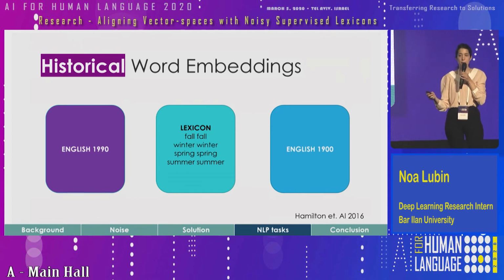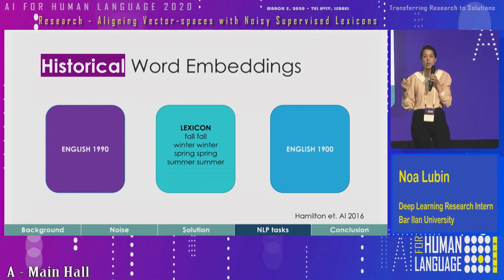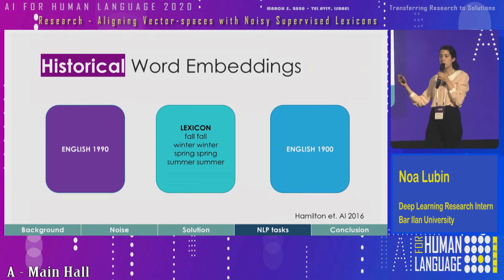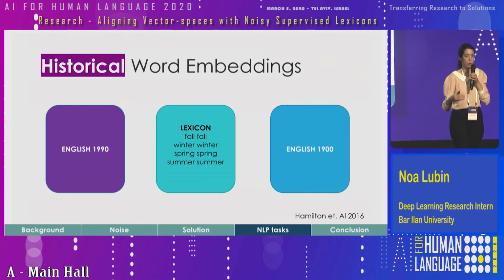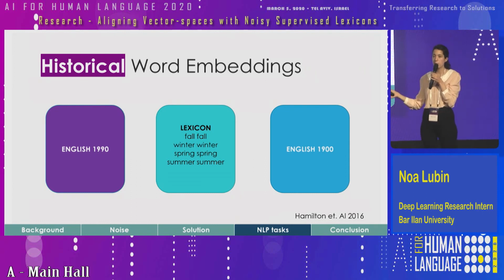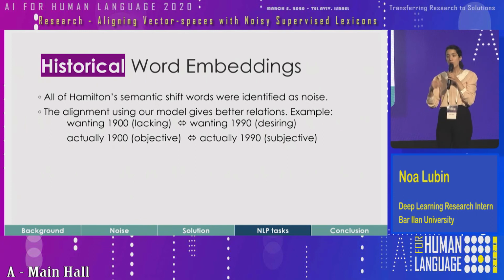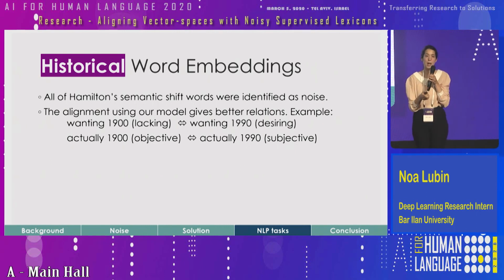I used a setup done by Hamilton in 2016, and he gave the words to language specialists, which indeed confirmed that these are words that have shifted their semantic meaning. And my algorithm identified all of the words that shifted their semantic meaning, which was very impressive to see and very fun to see. And in addition to that, it created a better alignment if I look at it as a translation between the time periods.